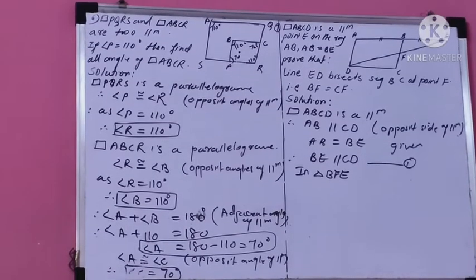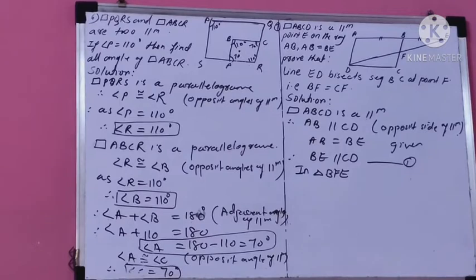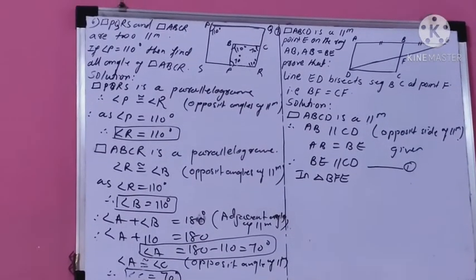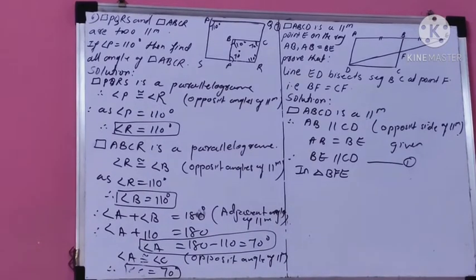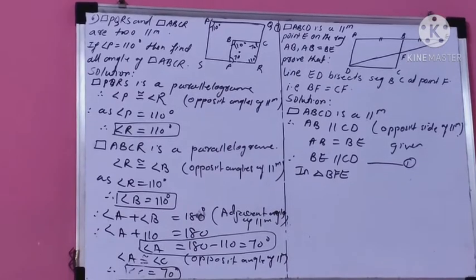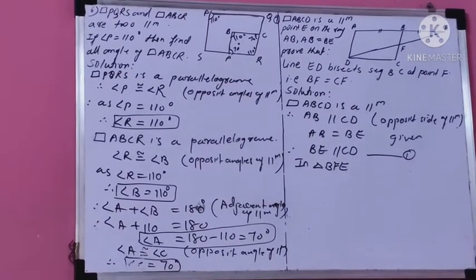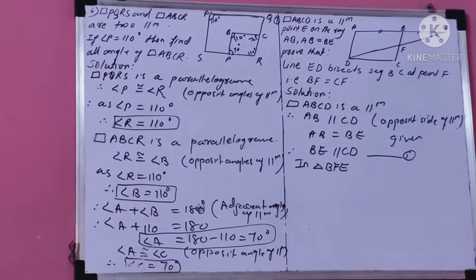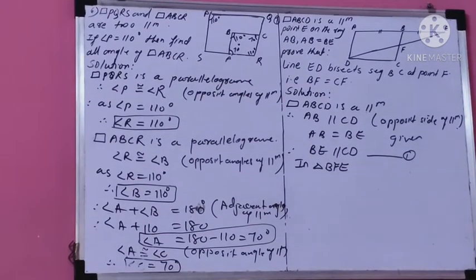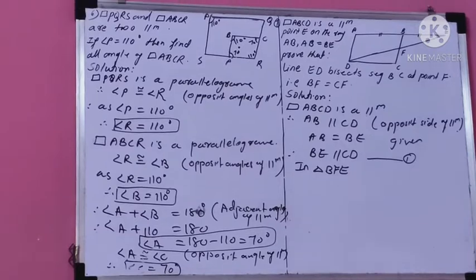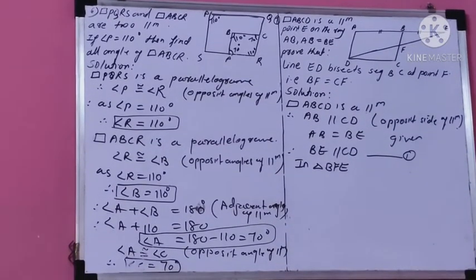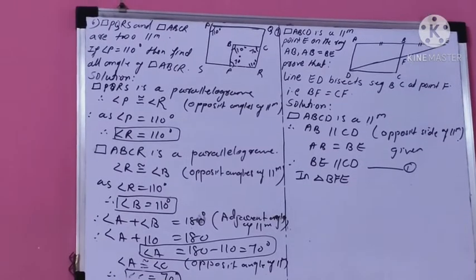Question number 6: quadrilateral PQRS and quadrilateral PBCR are two parallelograms. You can see in the figure, these are two parallelograms. One is PQRS and second is PBCR. And angle P is 110 degrees. Then you have to find all the angles of quadrilateral PBCR. So first of all, let's start with quadrilateral PQRS.